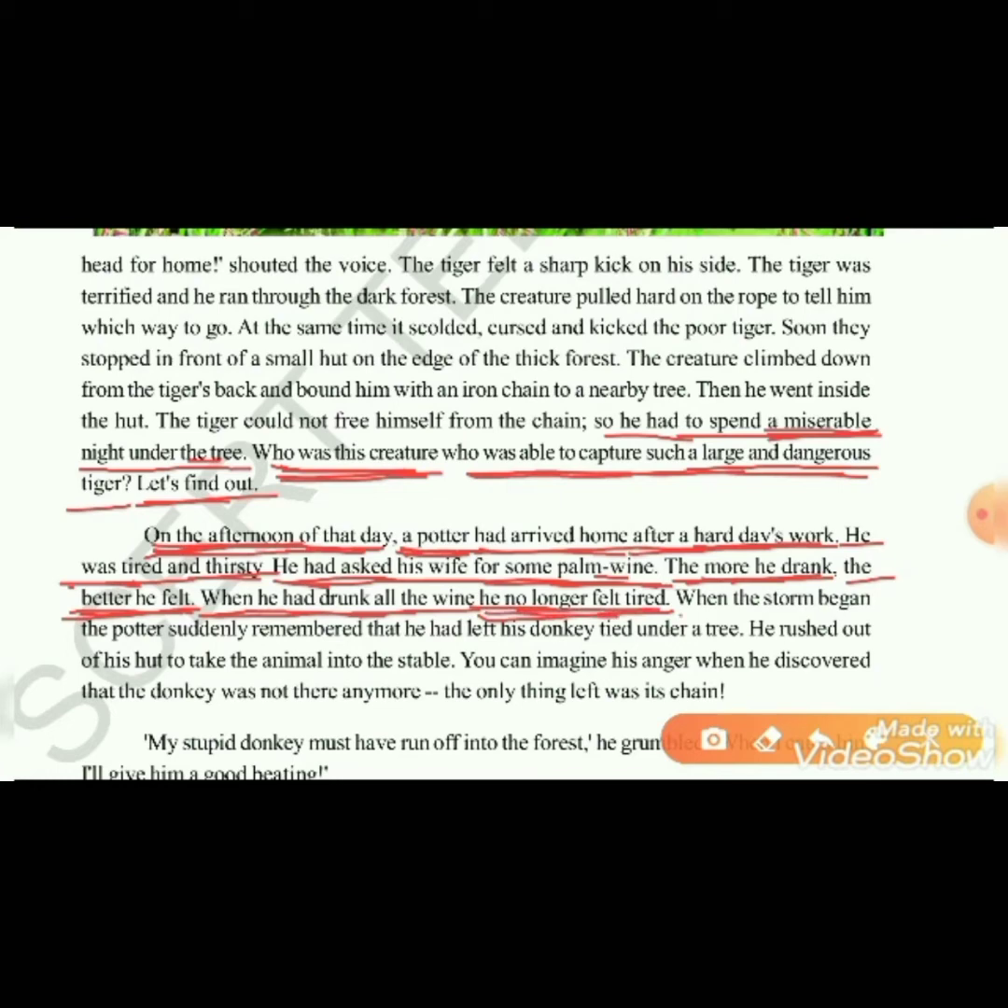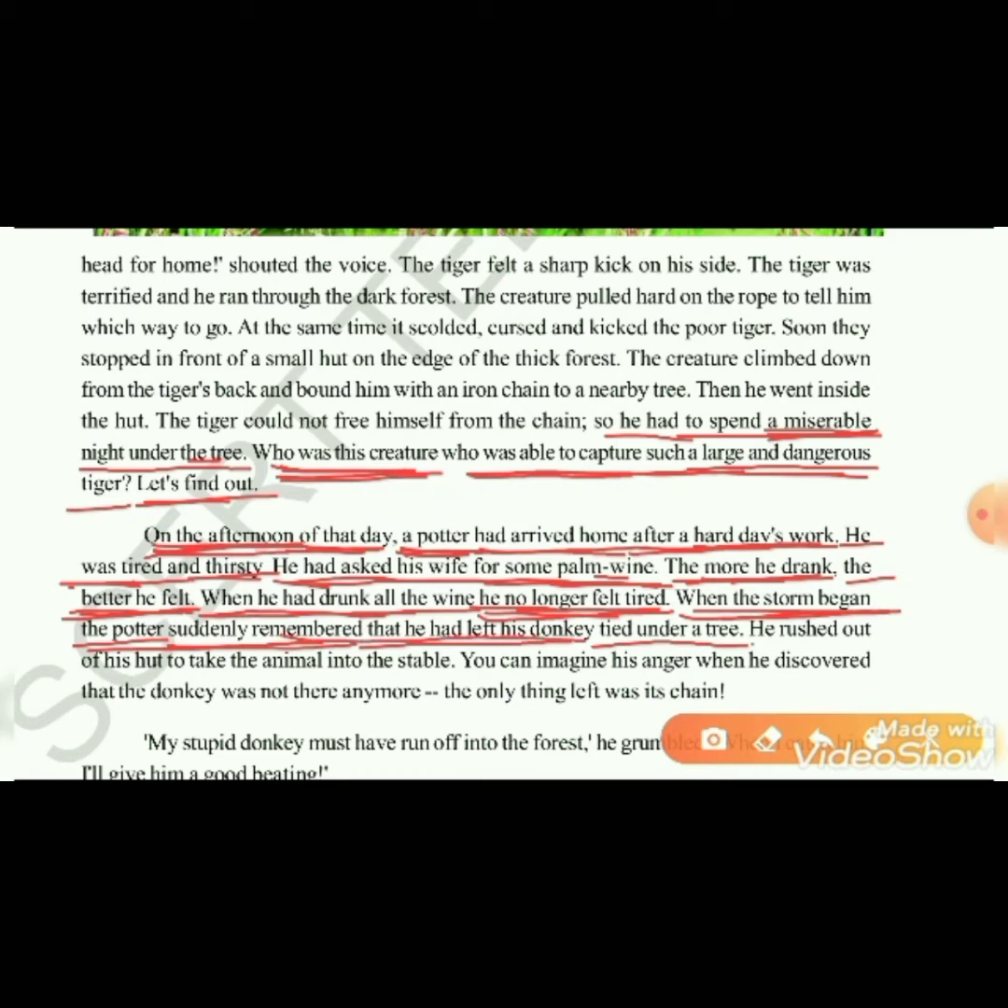When the storm began, the porter suddenly remembered that he had left his donkey tied up under a tree. So what happened? Again, afternoon time, storm again. Again, it was going to rain. Suddenly, at that moment, when he was fully drunk, palm wine he had, and not just one or two glasses, he had a stomach full. At that time, he suddenly remembered that he tied his donkey.